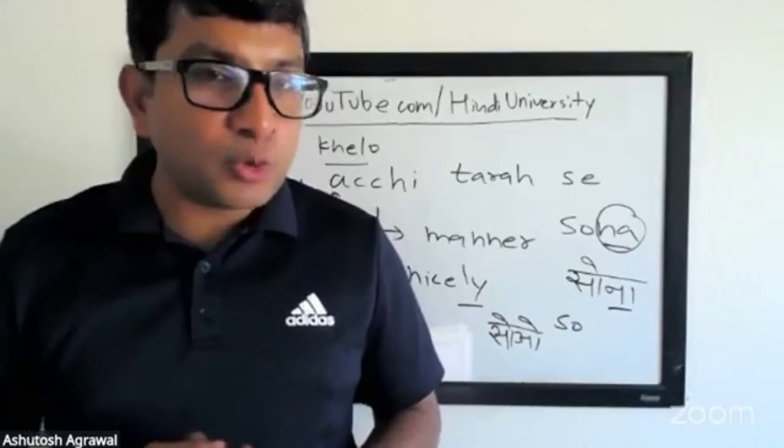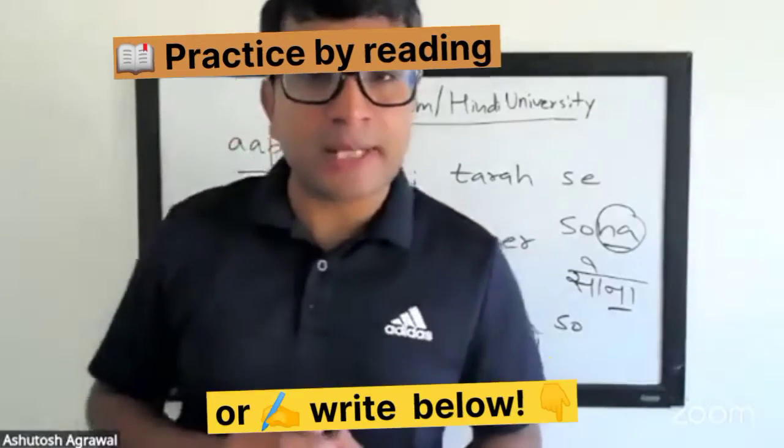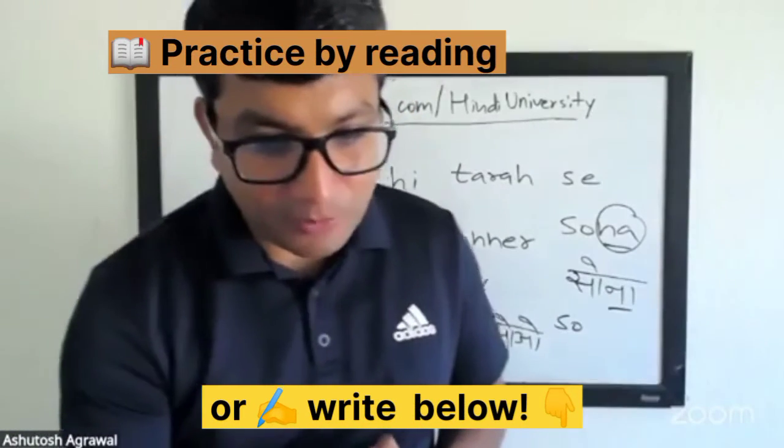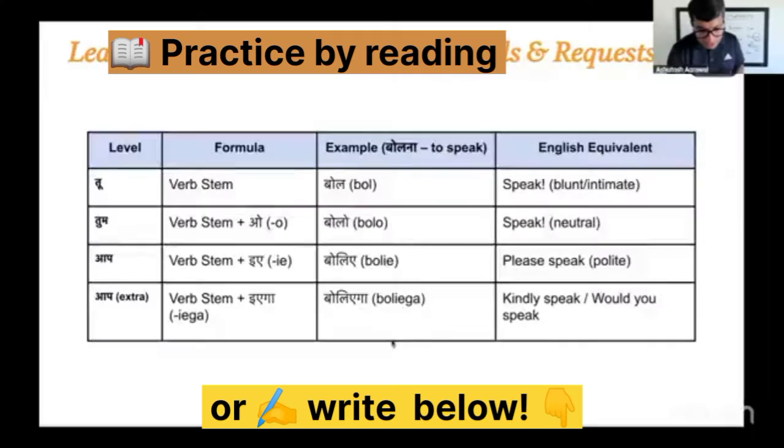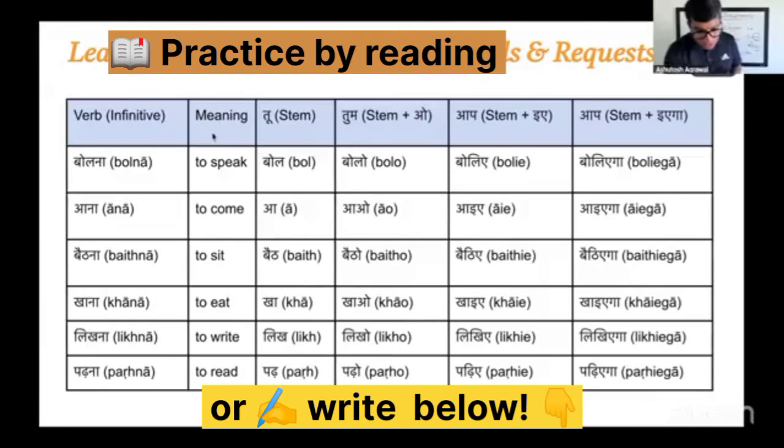Okay, so I put together a table. I want all of you to silently, intensely practice it. So I'm going to share my screen, and that way everyone is getting comfortable, right? On the top, it's going to take you some time, you will see the pronouns tu, tum, aap, and aap. It also tells you about the 4 different forms. Basically, just say the stem as it is, and then put o, iye, and iyega.